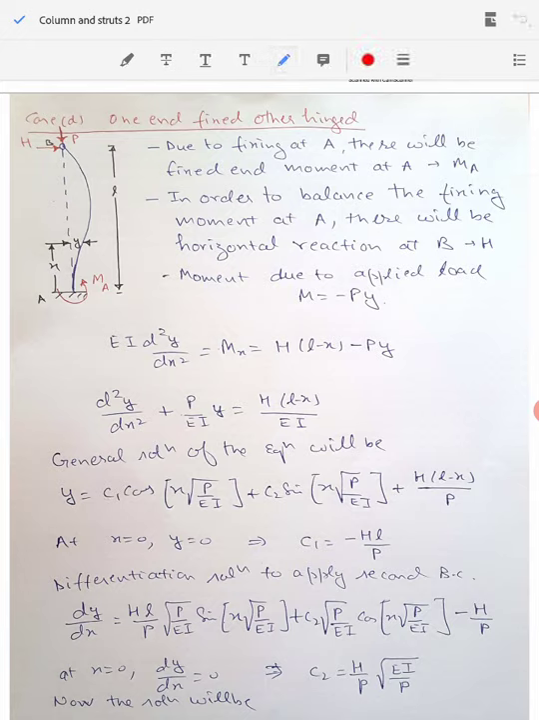So as far as the boundary condition is concerned, we have the fixed end here. So at x equal to 0, the deflection is also 0. You substitute, this becomes 0, this becomes 1, and this x is 0 here.